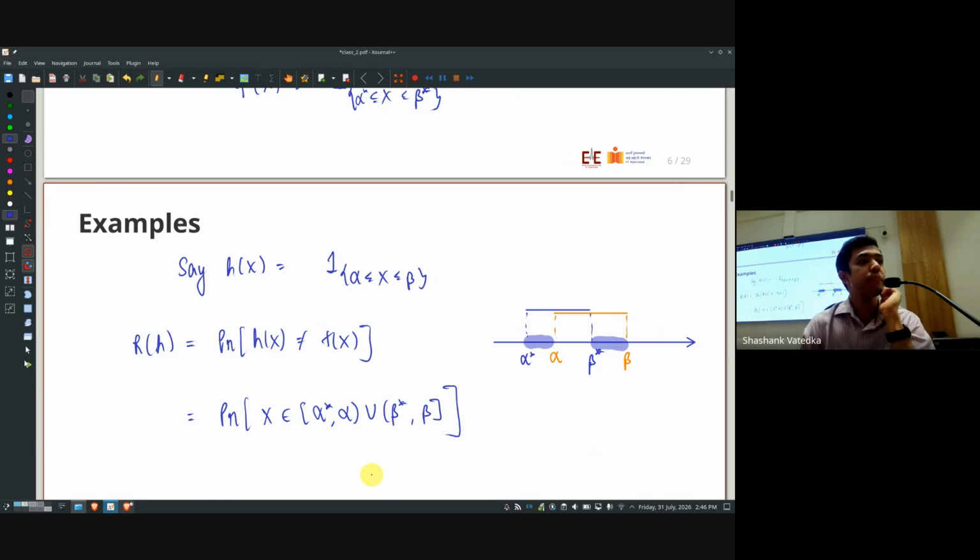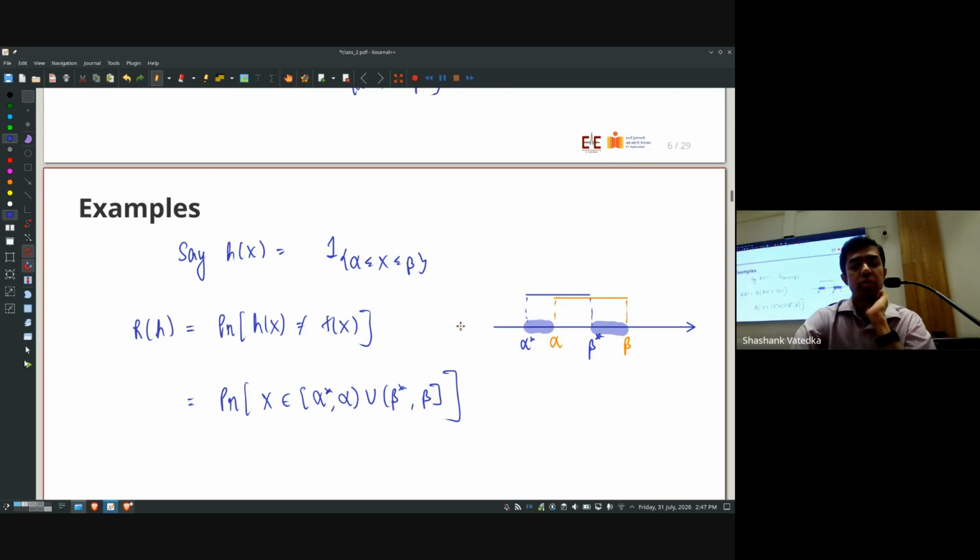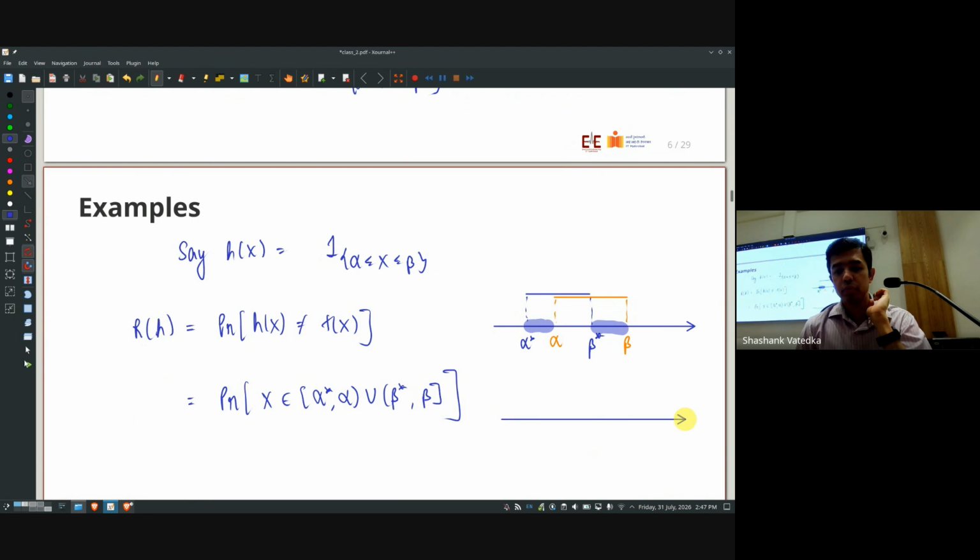So here are we assuming that alpha star to beta star and alpha to beta are overlapping? In this case, it's actually valid only for this particular picture, right? Because this is only one special case. It could be that you predict a beta, or you predict an h which looks something like this.